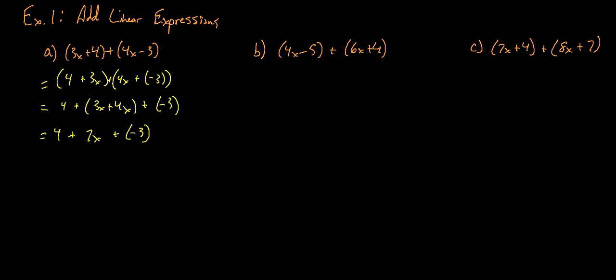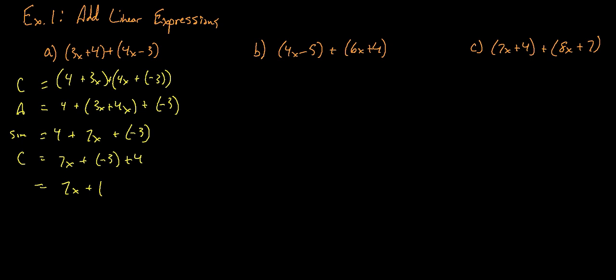And I used the associative property there when I moved the parentheses. Since it's all addition, we can move the parentheses wherever we want. And now I'm going to use the commutative property again to write this as 7x plus negative 3 plus 4, which ends up being 7x plus 1. Again, I used the commutative property and the associative property. This was just simplification. And then I used the commutative property again to get to the solution.